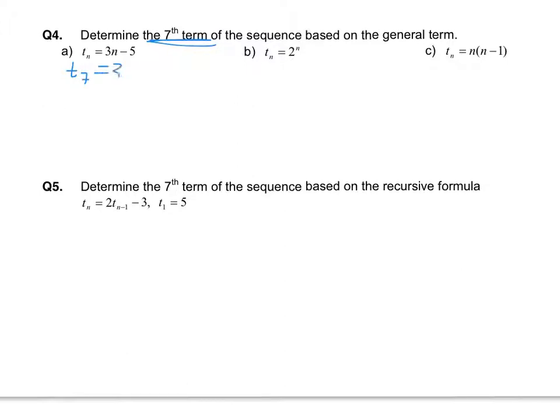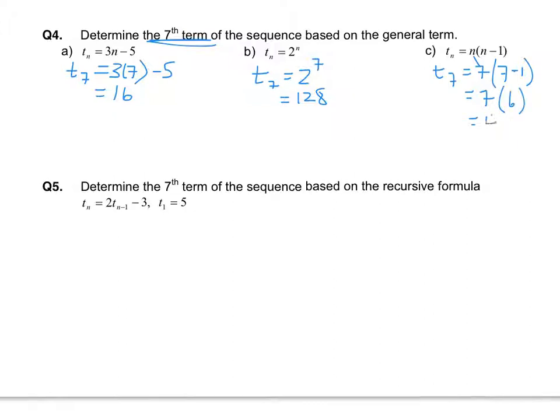All right, so term 7 would be 3 times n, where n has a value of 7, take away 5. So that's really 21 take away 5, which is 16. Term 7 here would be 2 to the exponent of n, which is 7. Ooh, it is 2 to the 7. That one is 256, I think. Get my calculator. No, it's only 128. I made a mistake. There we go, 128. And for part C, term 7 will equal 7, that's my n value, and then times 7 take away 1. So BEDMAS says inside the brackets first, please. 7 take away 1 is 6, and 7 times 6 is 42.